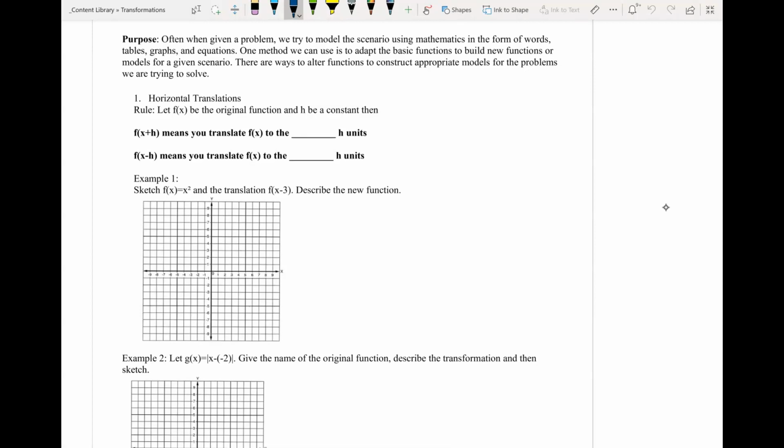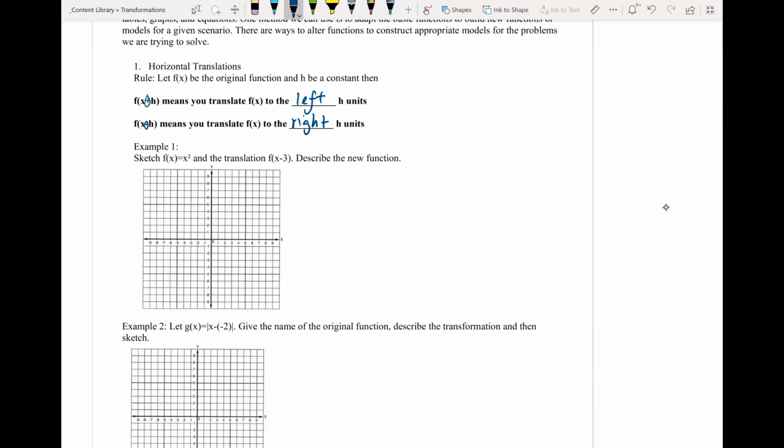function and h be a constant. Then if you have f of x plus h, this means you translate f of x to the left h units, and f of x minus h means you translate f of x to the right h units. So if you see a plus here, it means we're going to move to the left. If you see a minus in between, it means we're going to move to the right.